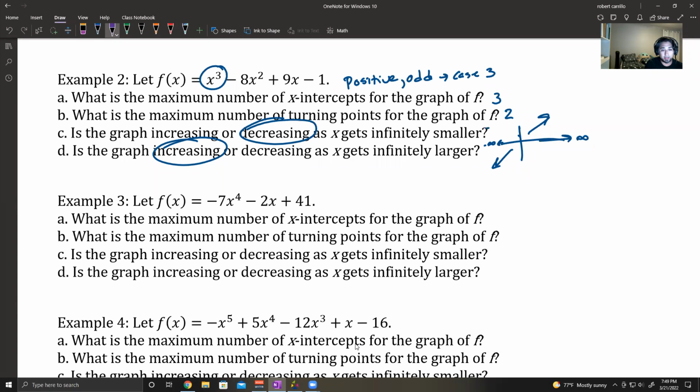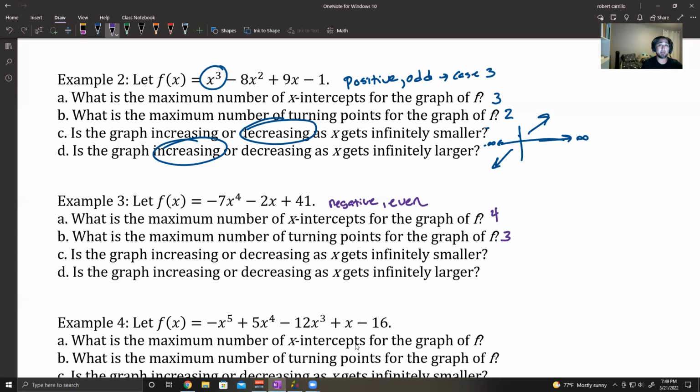We have a negative even degree function. Okay, so that'll help us answer C and D when we get there. So A, how many x-intercepts should this function have? 4. How many turning points?